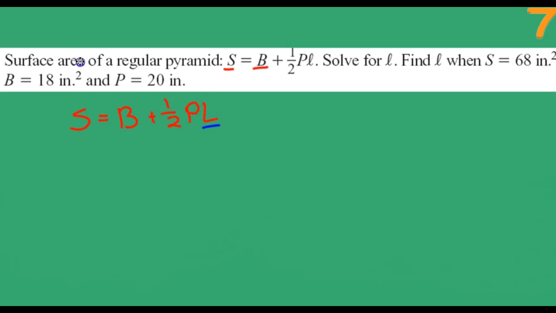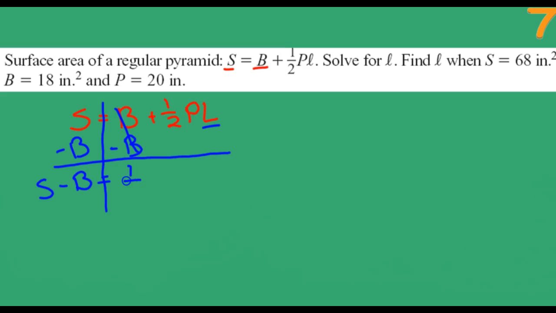What we got to do first then, we got to get rid of this B first. We're going to subtract B. Now I can't combine B and S because they're different letters. So I have S minus B equals 1/2 PL.